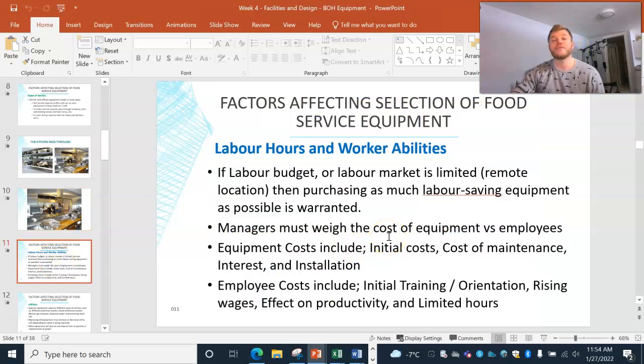We also look at labor hours and workers' abilities. So we often have a budget, usually labor for a food and beverage commercial. So when I say commercial, it's all the normal restaurants. It's usually around 30%. And this is front of house and back of house and manager all in there. So we usually have a labor budget or a labor market. So it can be a limited labor market. It is right now.